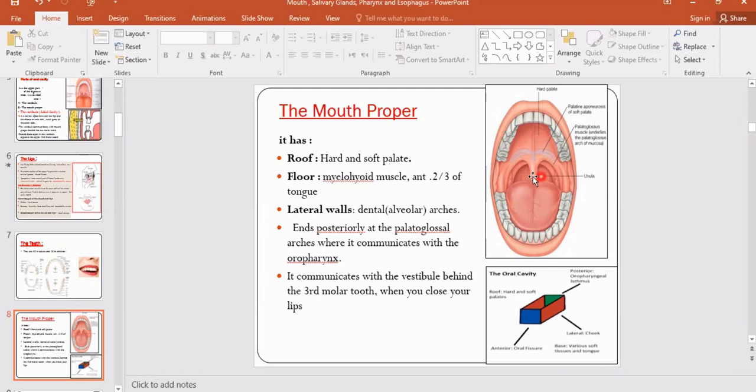It communicates with the vestibule behind the third molar tooth. Can you see? This is the third molar tooth. So the vestibule communicates with the oral cavity proper behind this. This is the vestibule. You remember I told you, between the teeth and the lips. If we go through here, you can see we can communicate between the oral cavity proper and the vestibule behind this third molar tooth. So this is how there is a communication.